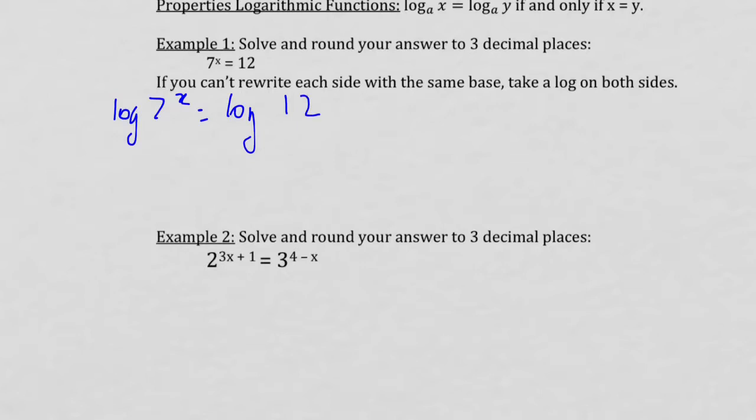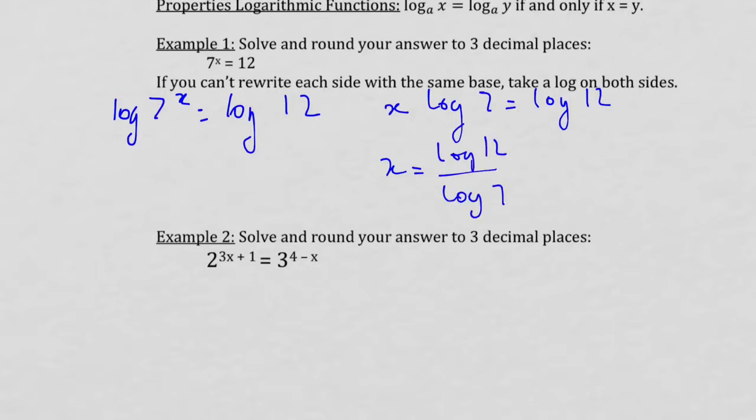Using my log property, I'm going to write x log of 7 equal log 12, and so x equals log 12 divided by log 7. Same idea right here. We multiply by log both sides, so we end up to have a log.